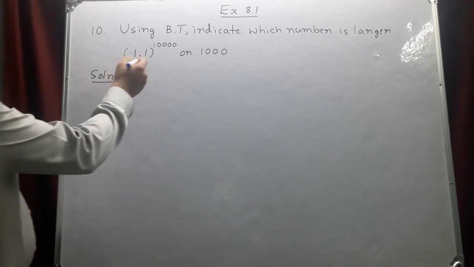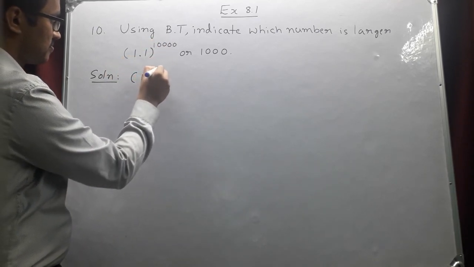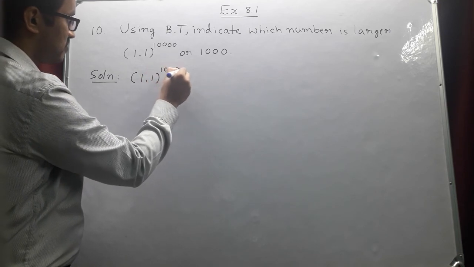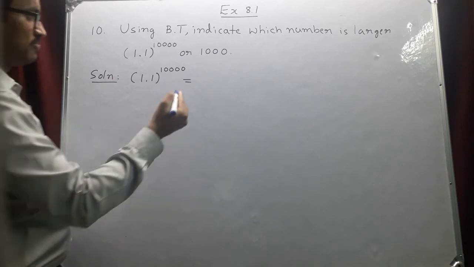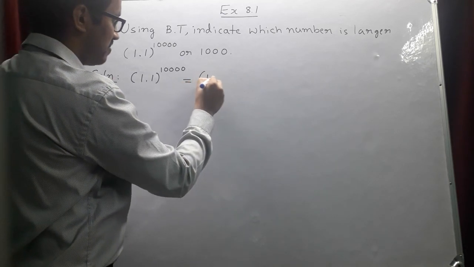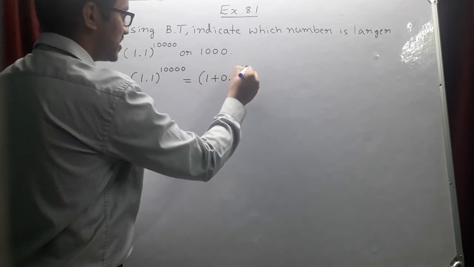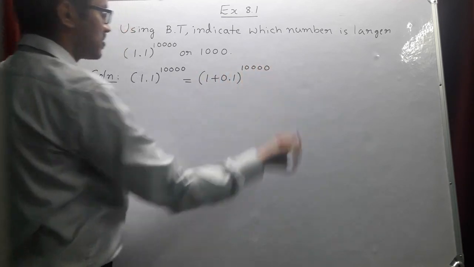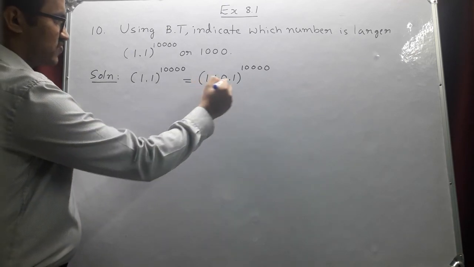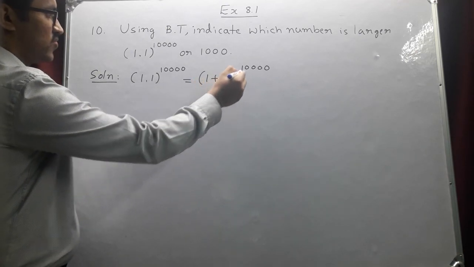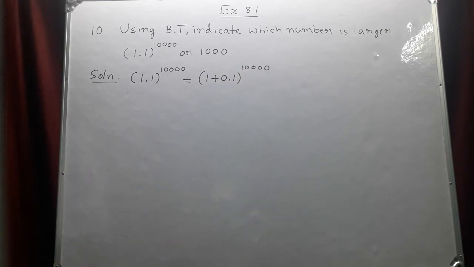So 1.1 power 10,000, that is equal to 1.1. We can write 1.1 as (1 plus 0.1) whole power 10,000. Now let us expand this one, (1 plus 0.1) power 10,000, by using binomial theorem.